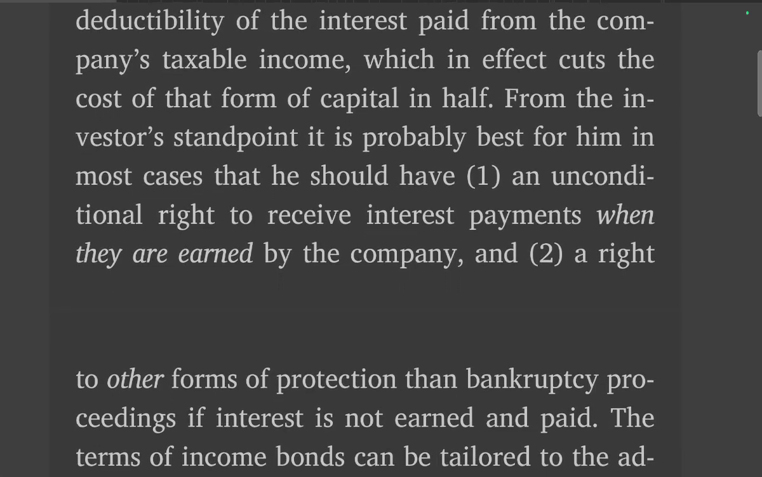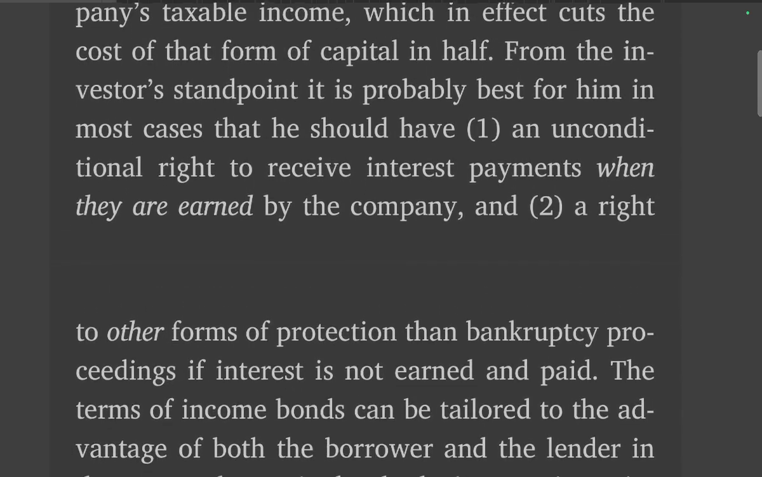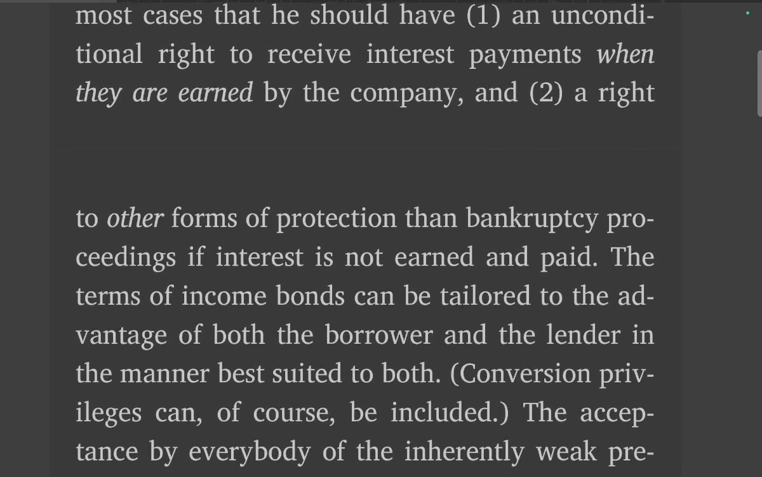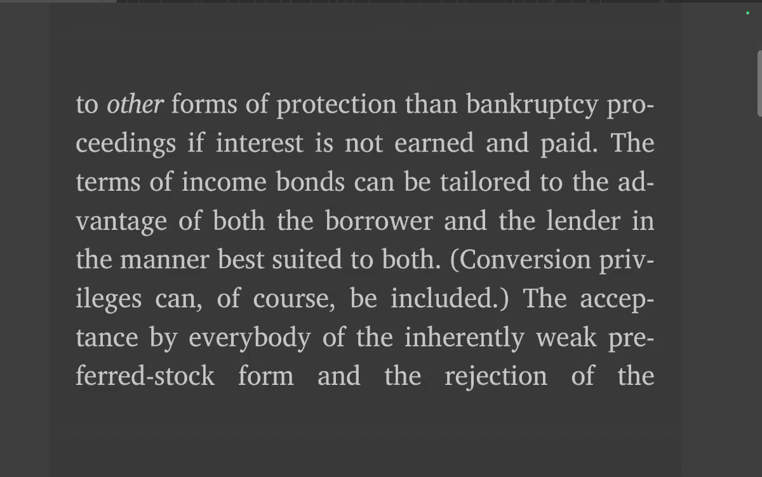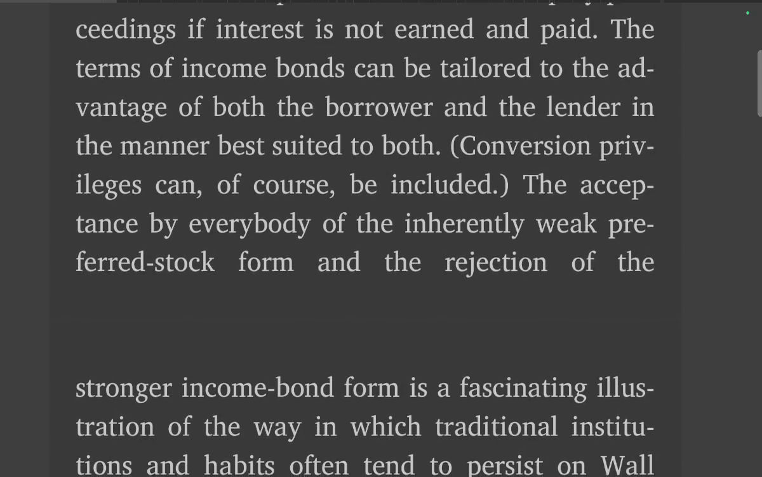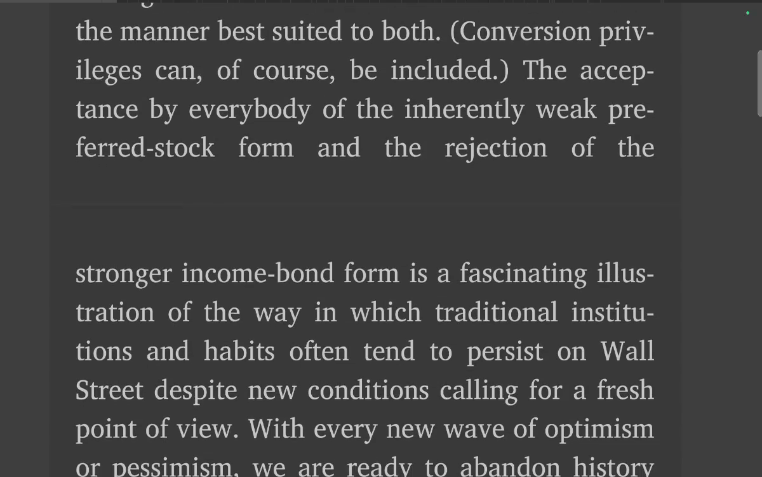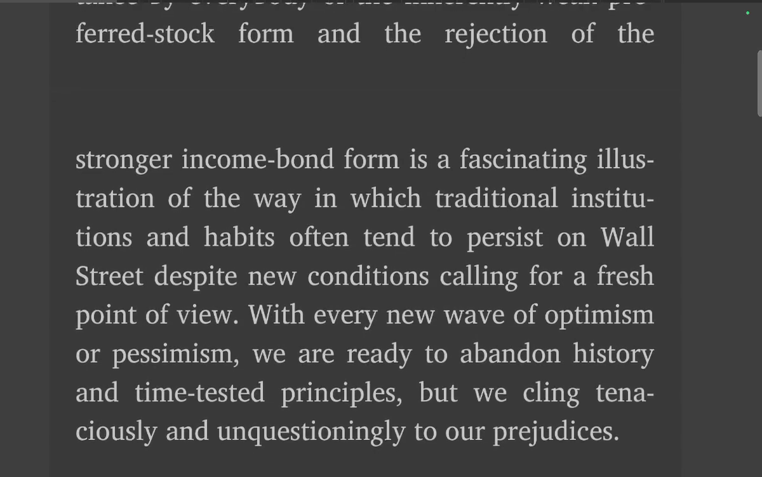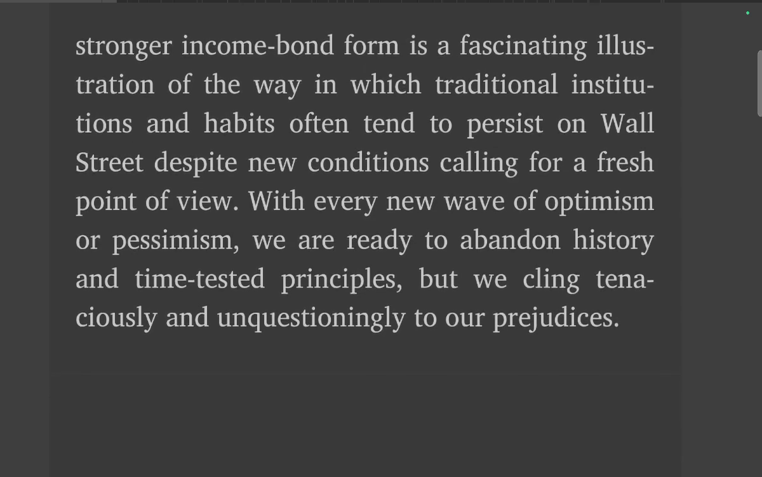From the investor standpoint, it's probably best for him in most cases that he should have an unconditional right to receive interest payments when they are earned by the company. In other forms, there is protection through bankruptcy proceedings if interest is not earned and paid. The terms of income bonds can be tailored to the advantage of both the borrower and the lender in the manner best suited. Conversion privileges can of course be included. The acceptance of inherently weak preferred stocks and the rejection of the stronger income bond is a fascinating illustration of the way in which traditional institutional habits often tend to persist on Wall Street despite new conditions calling for a fresh point of view.